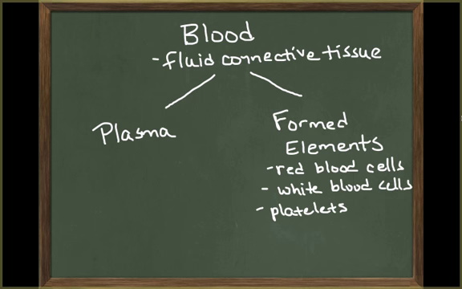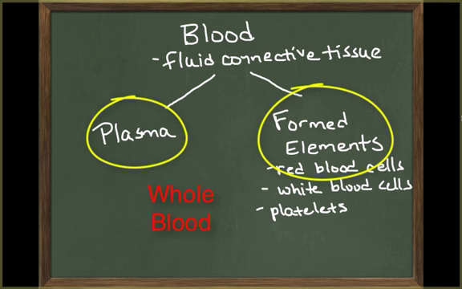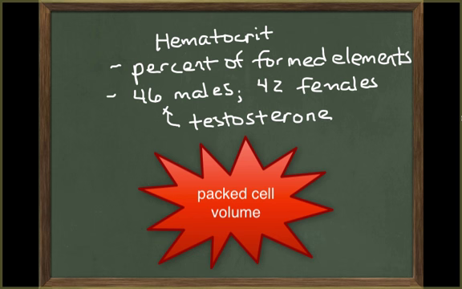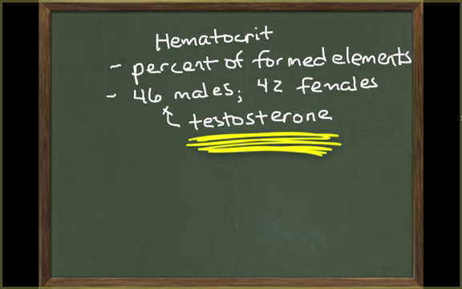Blood is a fluid connective tissue that contains a fluid matrix called plasma and formed elements. Formed elements include red blood cells, white blood cells, and platelets. The term whole blood refers to the combination of plasma and the formed elements. Hematocrit is the percentage of whole blood volume contributed by formed elements. The normal hematocrit, also called packed cell volume, is 46 in males and 42 in females. The male sex hormones, androgens, stimulate blood cell production, whereas female sex hormones do not.